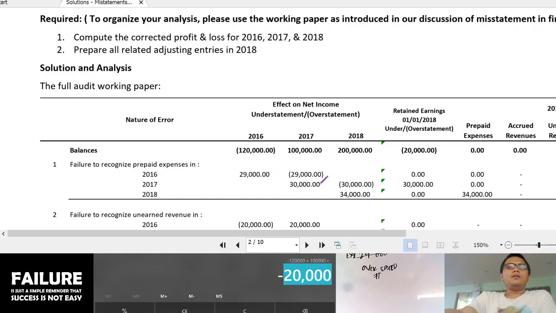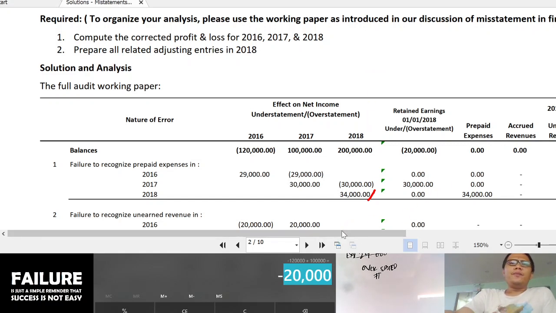In 2017, same pa rin, no? You fail to recognize 30,000. So, yung effect nito is that yung net income mo in 2018 is that overstated by 30,000. In 2017, you are understated by 30,000. In 2018, the effect is that, again, diba? Understated yung net income mo by 34,000.